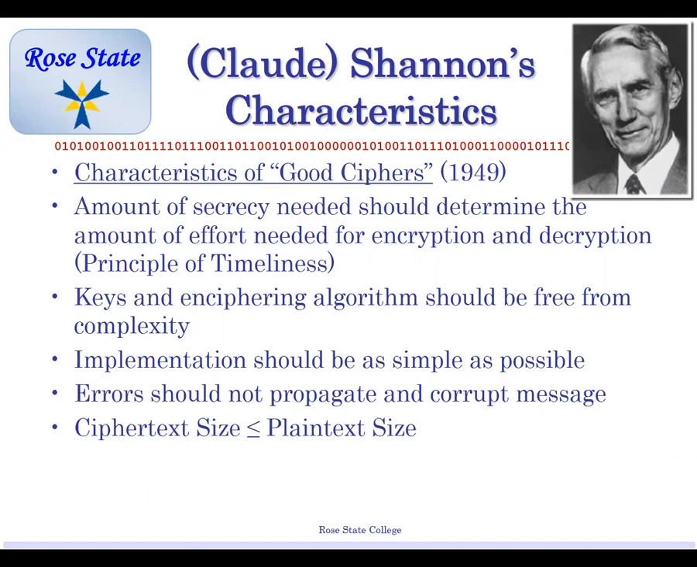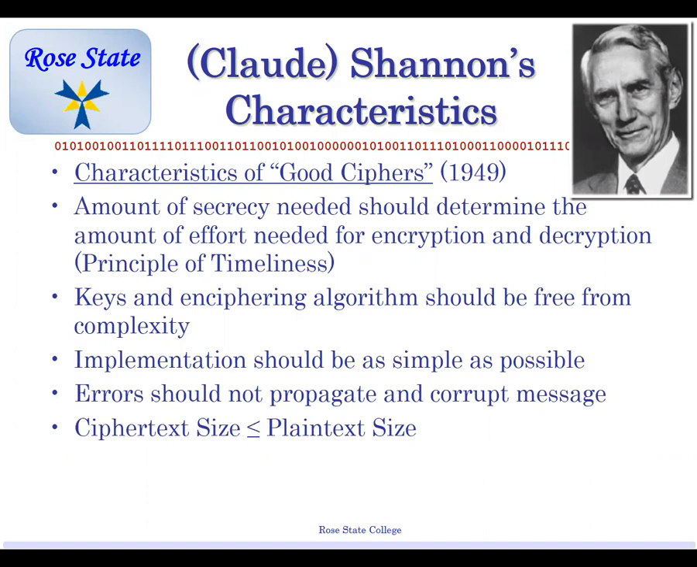Okay. Errors should not propagate or corrupt the message. So if something screws up at the beginning, you don't want that error to propagate through the entire message. And the ciphertext size needs to be equal to or smaller than plain text. So if I'm encrypting a document, I don't want it to produce an Encyclopedia Britannica as ciphertext.